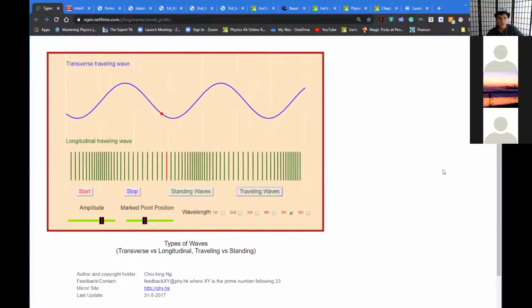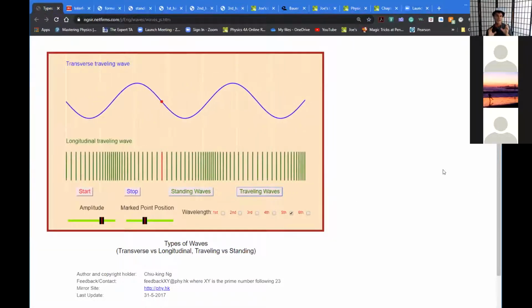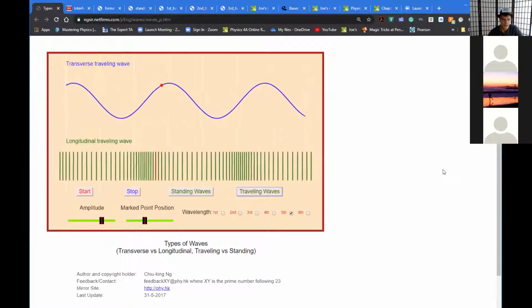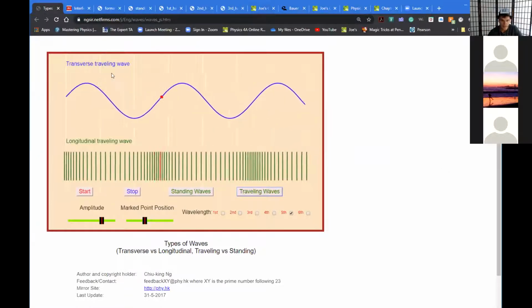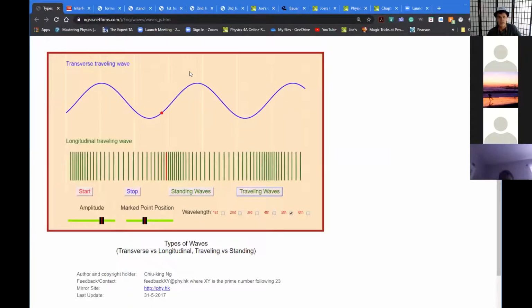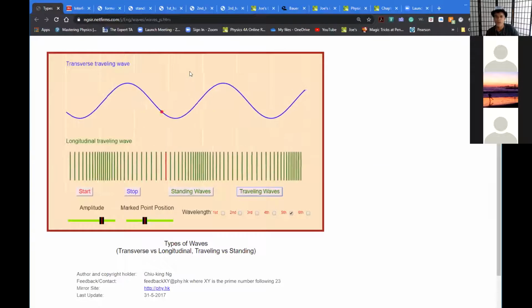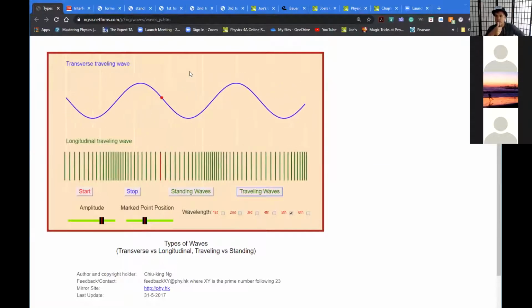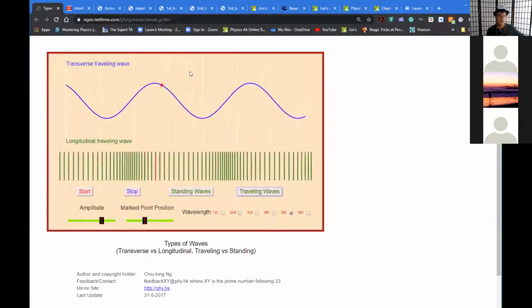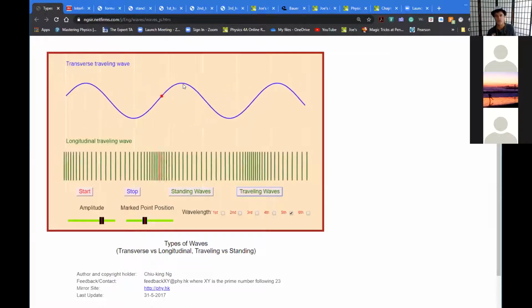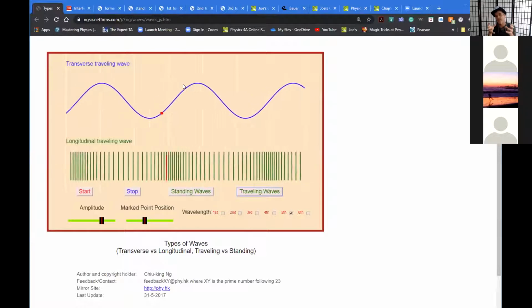Okay, so in terms of traveling waves, this wave I'm showing you right now is a transverse traveling wave. So here the wave is actually moving to the right. Can everybody see this transverse traveling wave? Somebody give me a thumbs up if you can see it. Yes, we see it.